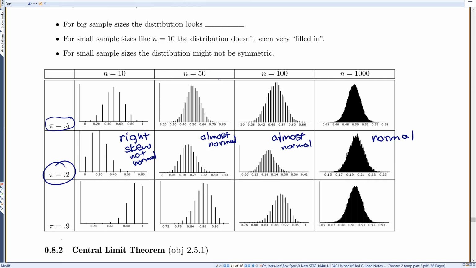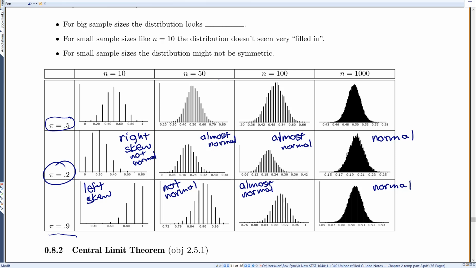Let's try it for 0.9 though. At 0.9 as a population proportion, now I have a long left tail, so I'm very left skew, or skewed to the left. And by the time I get to a sample size of 50, I am still not normal at all. Let's see, what about 100? At 100, I think I'm looking probably almost normal. And by the time I get to 1,000, yeah, I look normal. Okay, I'm doing pretty good.